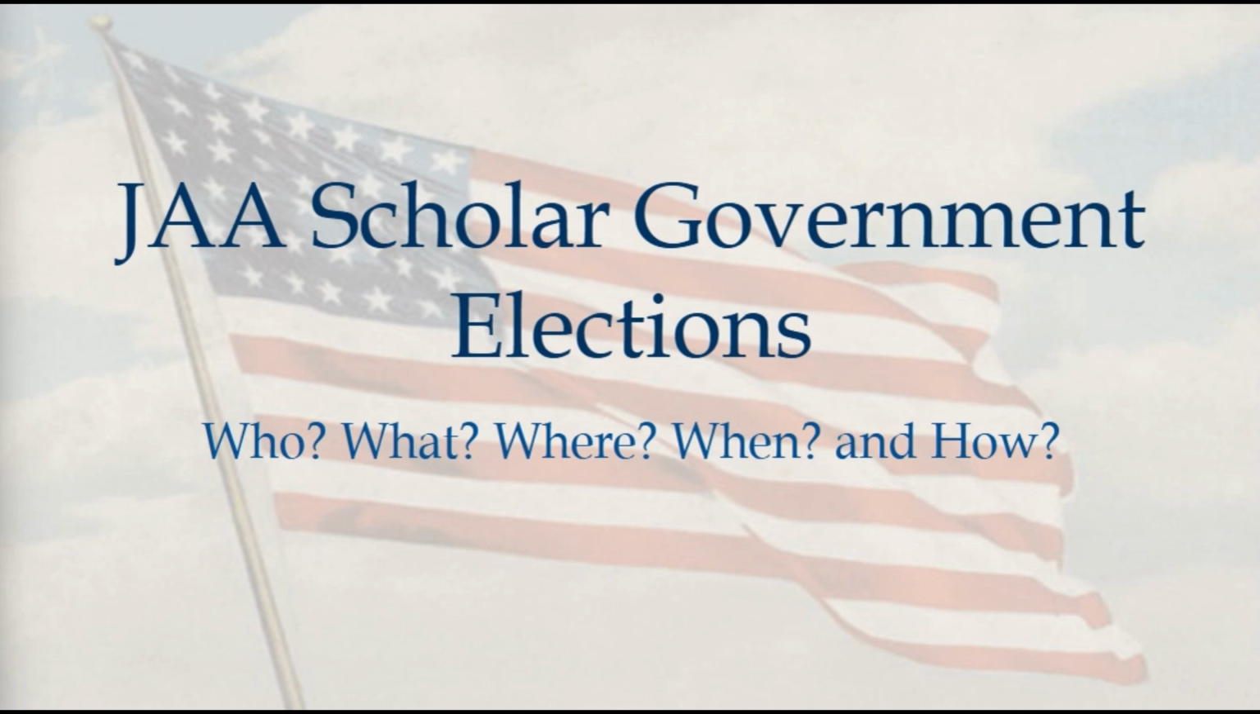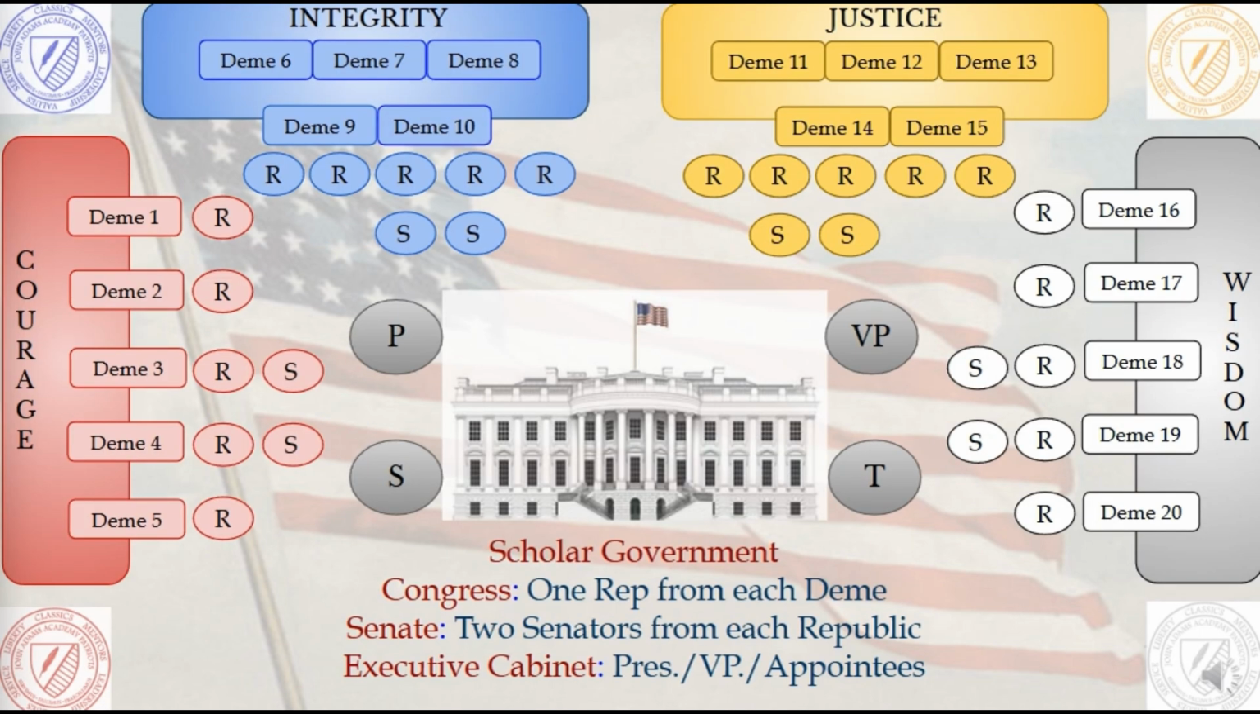Let's take a look at the process for scholar government elections. For those of you who are new, when you arrived on campus this year, you found that you were assigned to a dean, and that dean is part of a republic: courage, integrity, justice, or wisdom. The scholar government is modeled after our U.S. government and consists of a Congress, Senate, and executive cabinet. The Congress is made up of one rep from each dean. The Senate is made up of 2 senators from each republic. The executive cabinet is made up of a president, a vice president, and their appointees of secretary and treasurer.